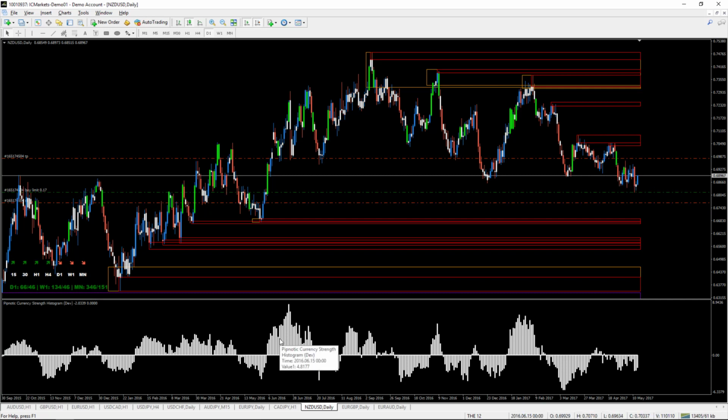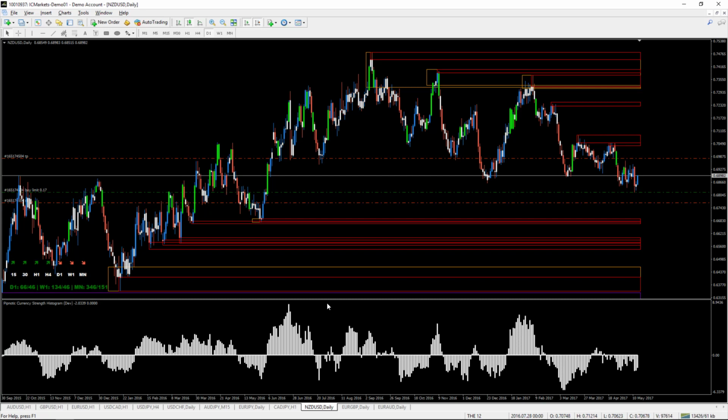I've simply removed the currency lines, because I didn't want people to focus too much on what was strong and what was weak. We just need to focus on the difference between the two, which is ultimately the histogram that we can see here. So we have a really nice would-be trade that's developing nicely.